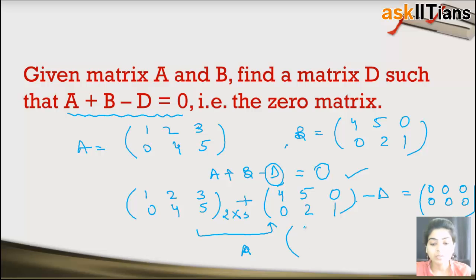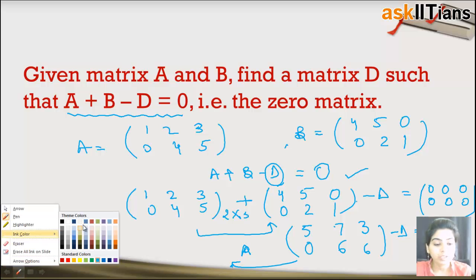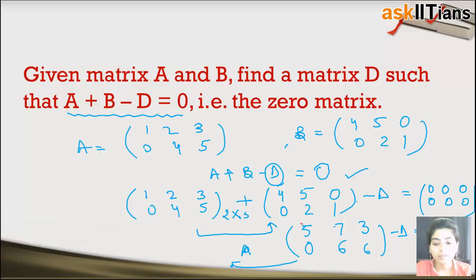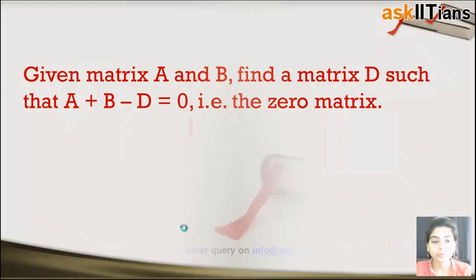Okay, let me write down the sum also. We'll add the corresponding elements. So I have 5, then 7, then 3, 0, 6 and 6. This minus D will be equal to 0. Okay, then I'll be writing here, what does this give me? So matrix D can be written simply as 5, 7, 3, 0, 6, 6. This is the required answer, right?